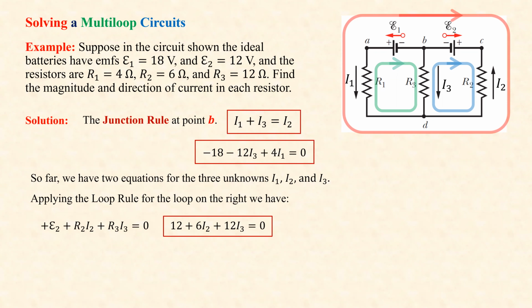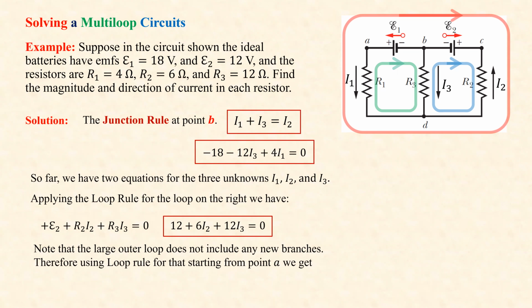All right. What if we choose the bigger loop here? If we choose the bigger loop, the larger outer loop doesn't include any new branches. Because you see, we have 3 branches, we already went through all 3. And now if we take the larger loop, it doesn't include any new branches, but let's see what we get if you write the loop rule for that one.